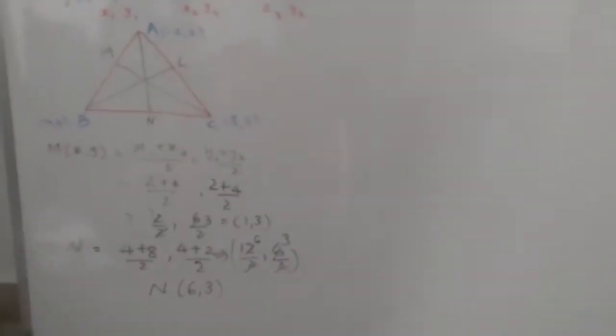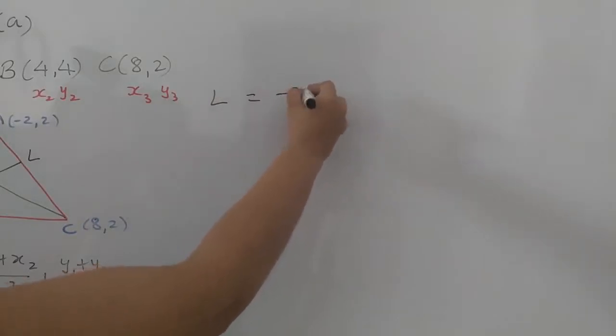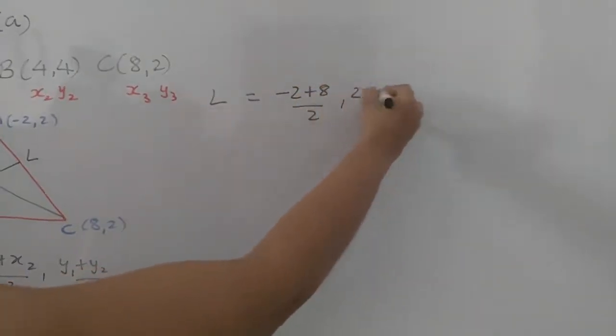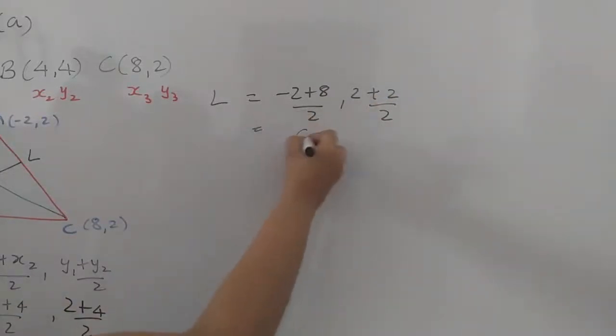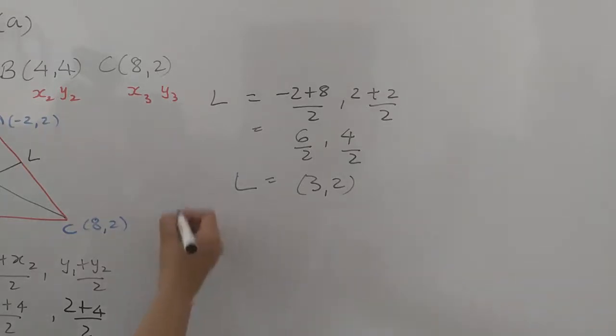Now going to the third point, that is point L. We'll find its coordinates first by the midpoint formula. Point L is equal to (minus 2 plus 8) by 2, (2 plus 2) by 2. So 6 by 2, 4 by 2, that will be 3, 2. These are the coordinates of L. Now students, we will write, using the distance formula, the lengths of all three medians. First of all, I write the median to the side AB.